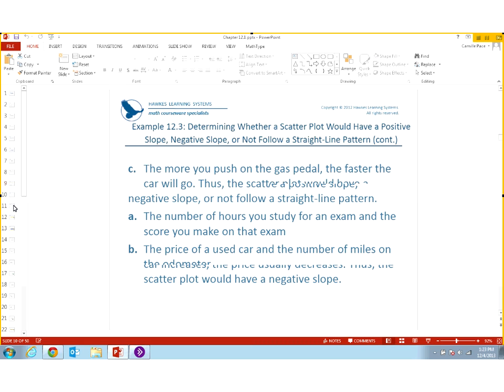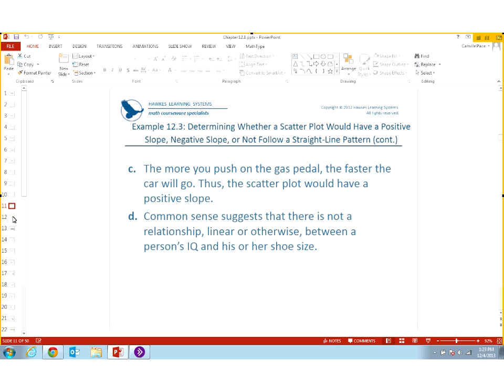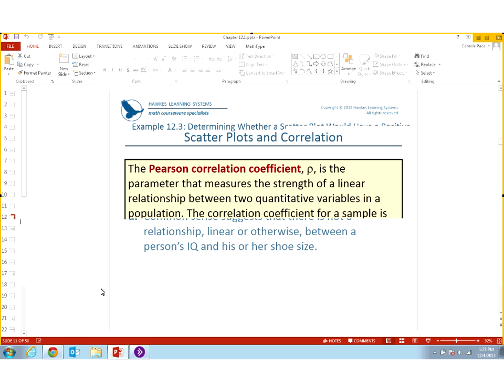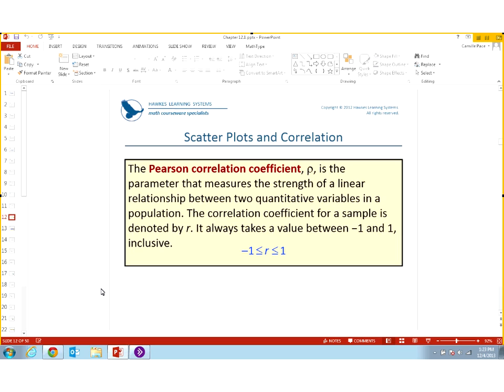Okay. And if you need more information, here's the written out part of what I just said. So one way, an easy way if we can't graph it, is to look at the Pearson correlation coefficient. And that's a parameter that measures the strength of a linear relationship between two quantitative variables in a population. So that P refers to the population. If we're talking about a sample, the correlation coefficient for a sample is R. And it always takes a value between -1 and 1.